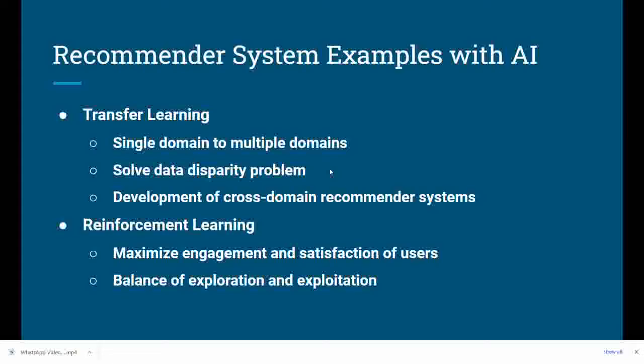The first one is transfer learning. In the field of recommender systems, transfer learning extends recommendation requests from a single domain to multiple domains by exploiting the correlation of several domains. For example, an active user in a movie domain is likely to be interested in books and music related to movies they like.